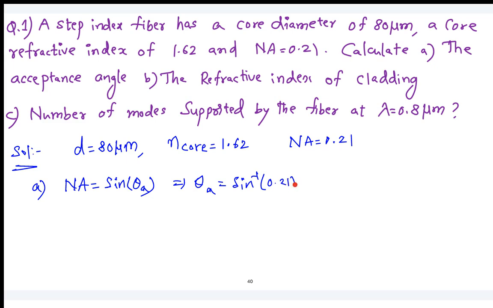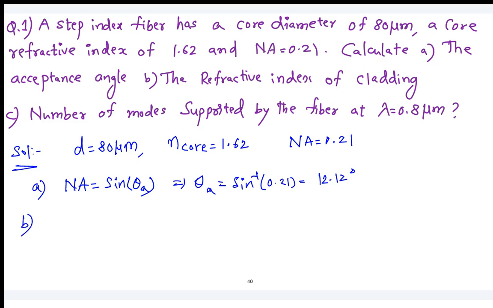Tell me what value you got? Quickly do it and tell me the value. So shall I write here? You can verify later. Yeah, you can get 12 degrees approximately. Okay. So the next thing, what is the refractive index of the cladding?